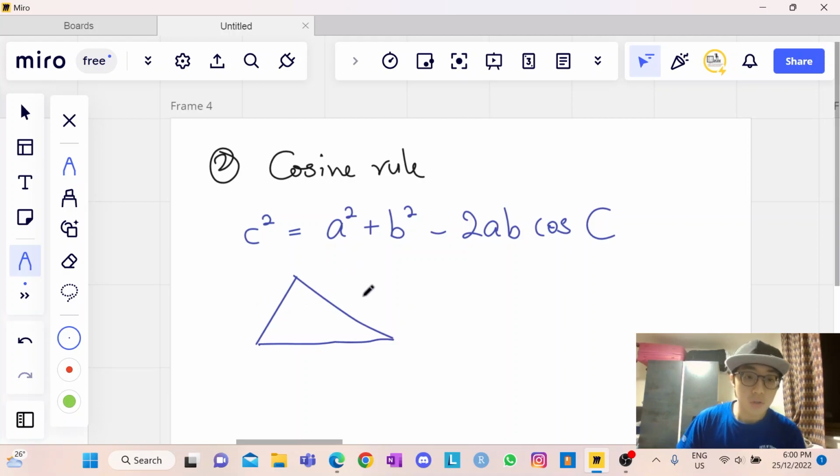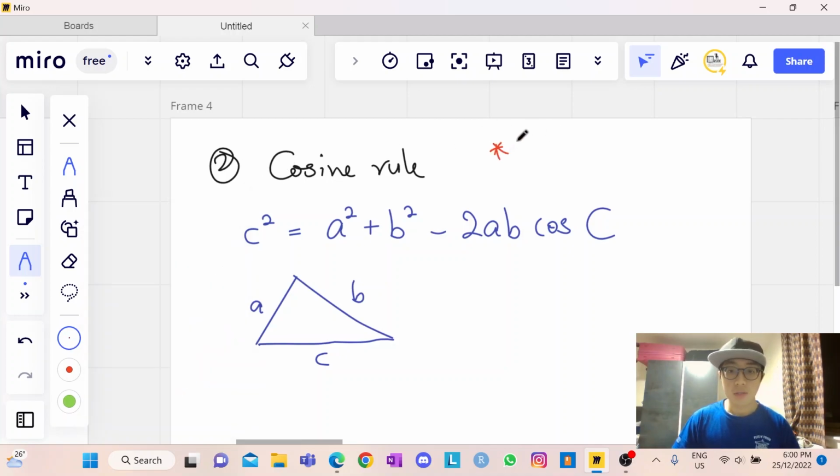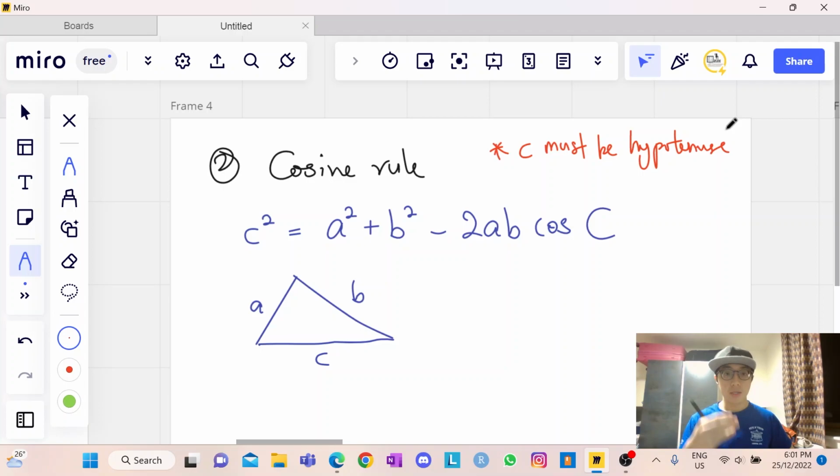Okay, so this C must be the longest part, which is this part right here. So this is C, and this is A, and this is B. All right, so this C must be the hypotenuse. The C must be the longest one. Then it will be equal to a squared plus b squared minus 2ab cos C.